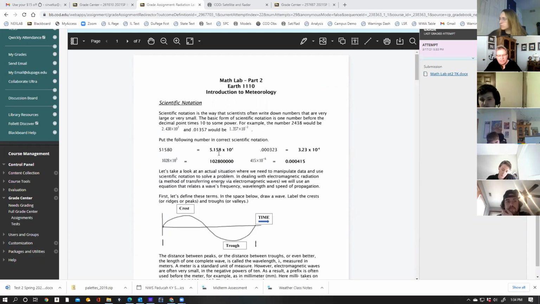Did you put these into scientific notation? I think I skipped past this, didn't I? Did you have any problems with this, anybody? So watch, 51580. You're basically saying you're making it 1, 2, 3, 4 times smaller, which means the 10 has to get 4 times bigger. 5.158 times 10 to the 4th. Doesn't matter if you have the 0 in there. I'm not going to care about that.